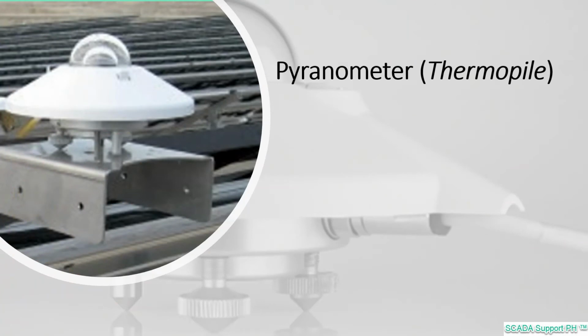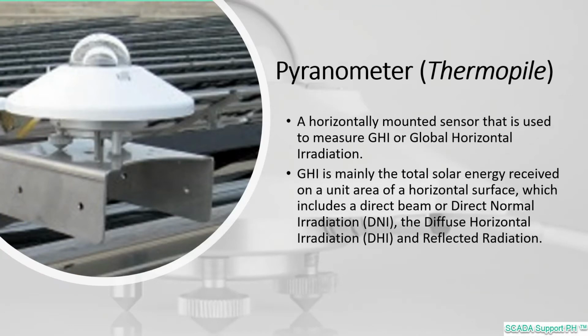Pyranometers. The primary PV irradiance detector is the pyranometer. It's usually a horizontally mounted sensor that is used to measure GHI, or global horizontal irradiation. GHI is mainly the total solar energy received on a unit area of a horizontal surface.